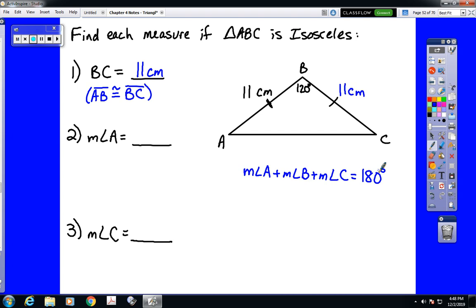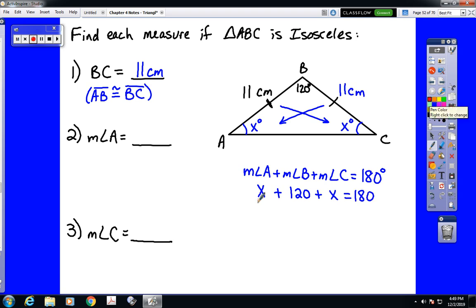Now I know what you're thinking, but Mr. Wills, we only know angle B. True, but because this is an isosceles triangle, the 2 angles we don't know are the base angles, which means they must be the same measurement. Now we don't know what that measurement is, but by inserting an x for the measure of angle A and the measure of angle C, we can set up the equation x plus 120 plus x equals 180.